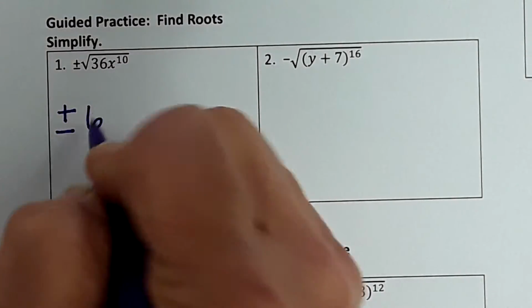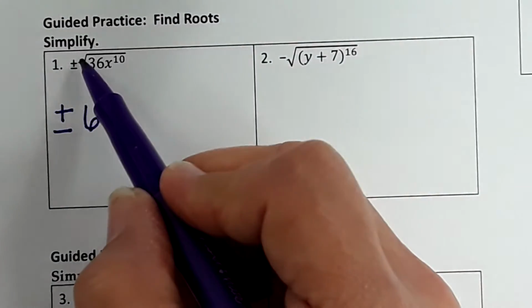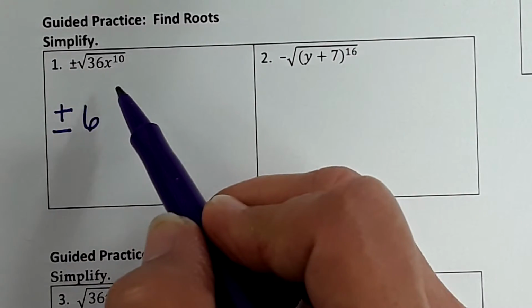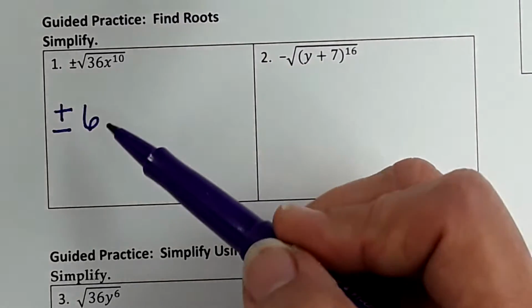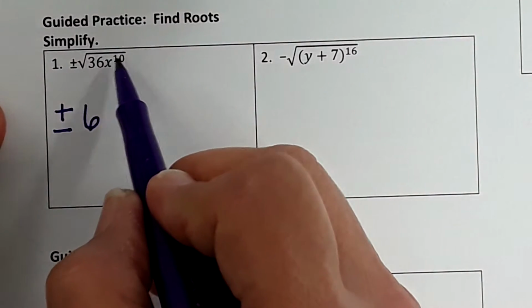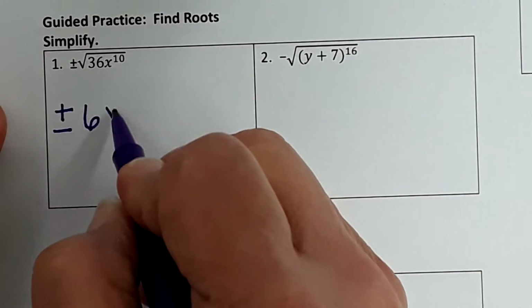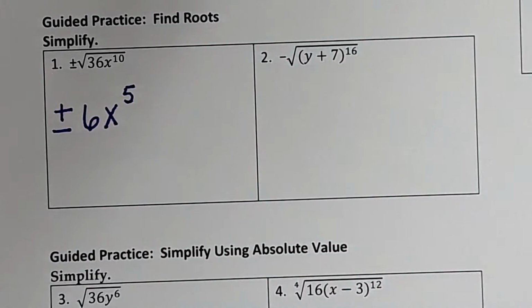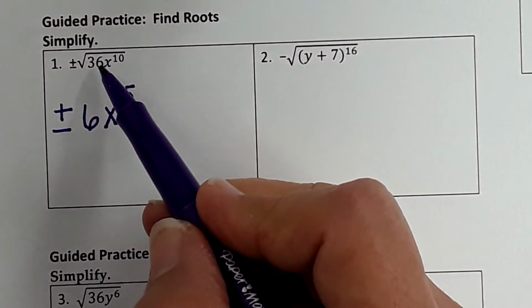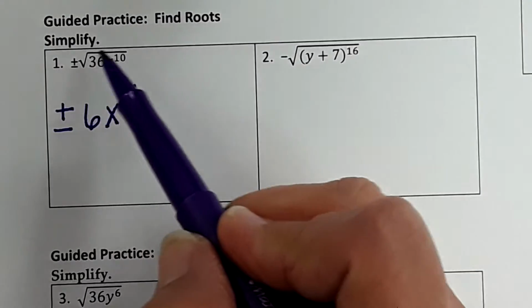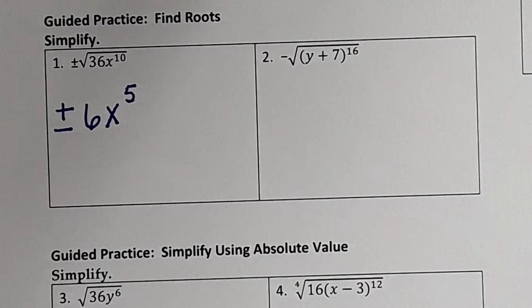6. Now, what is the index in this problem? If it's not shown, what is the index? 2. So we're going to take 10 divided by 2. And what is 10 divided by 2? 5. That's your answer. So plus or minus 6x to the 5th. So again, what did I do? I took the square root of the first number. That's how I got 6. And then because this is a square root, I did 10 divided by 2 and got 5.